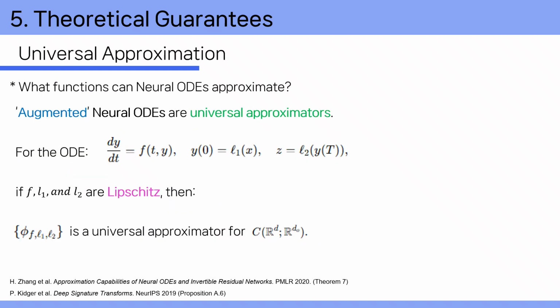What kinds of functions can neural ODEs approximate? Generally speaking, under mild conditions, augmented neural ODEs can approximate any continuous mapping. Interestingly, the vector field F itself does not need to be a universal approximator. The expressiveness comes from the continuous time dynamics. Similar approximation results also hold for neural CDEs and neural SDEs. You can find formal theorems and proofs in the references listed below.